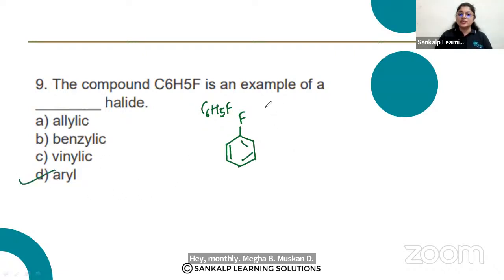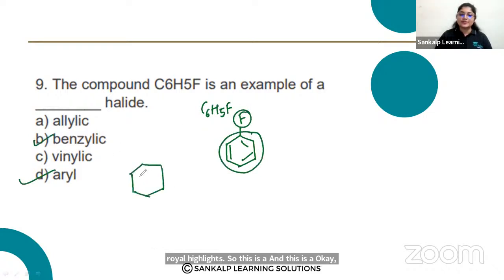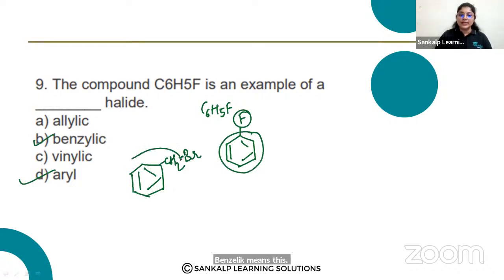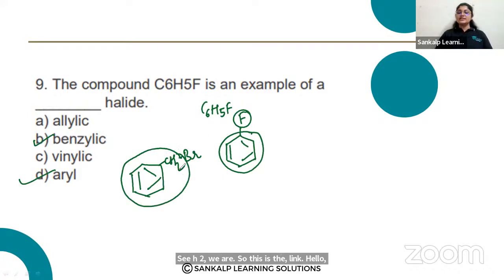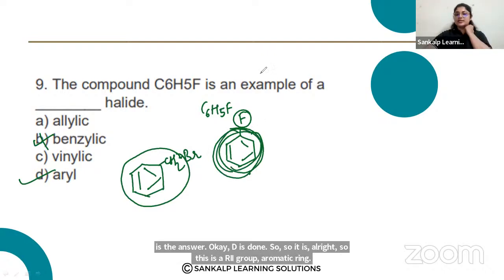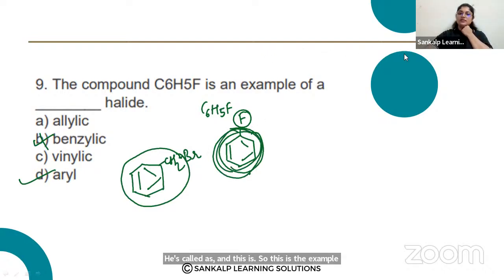Aryl halide. So this is an example of aryl halide. This is an aryl group and this is a halide group. Benzylic means what? Benzylic means this, CH2Br. So this is a benzyl, so this is a benzylic halide. When benzene has a CH2, it is called a benzylic halide. So B is wrong. D is the answer. So it is aryl halide. The aromatic ring is called an aryl group, and this is the halogen. So this is the example of aryl halide.